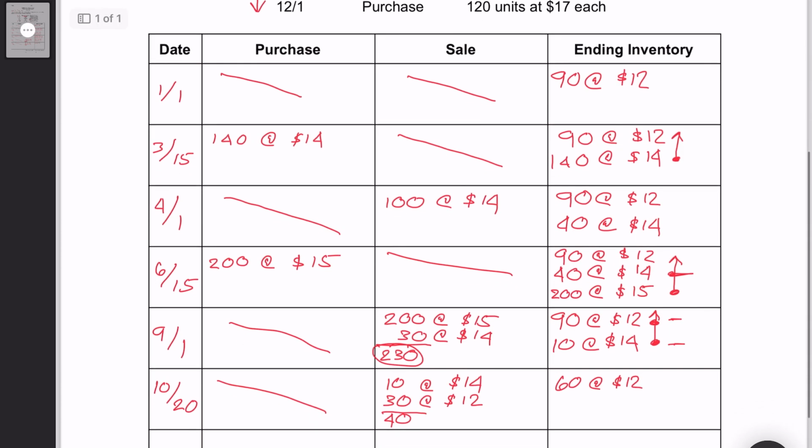My last transaction on 12/1 is a purchase, where we purchased 120 units at $17. There's no part of a sale associated with it, so we can put a cross mark through it. Now, I still have my units that were left over, those 60 of them, at $12. And now I brought in an additional 120 at $17. Now this is asking us two things at the bottom. One, what is our cost of goods sold? And two, what is our ending inventory?